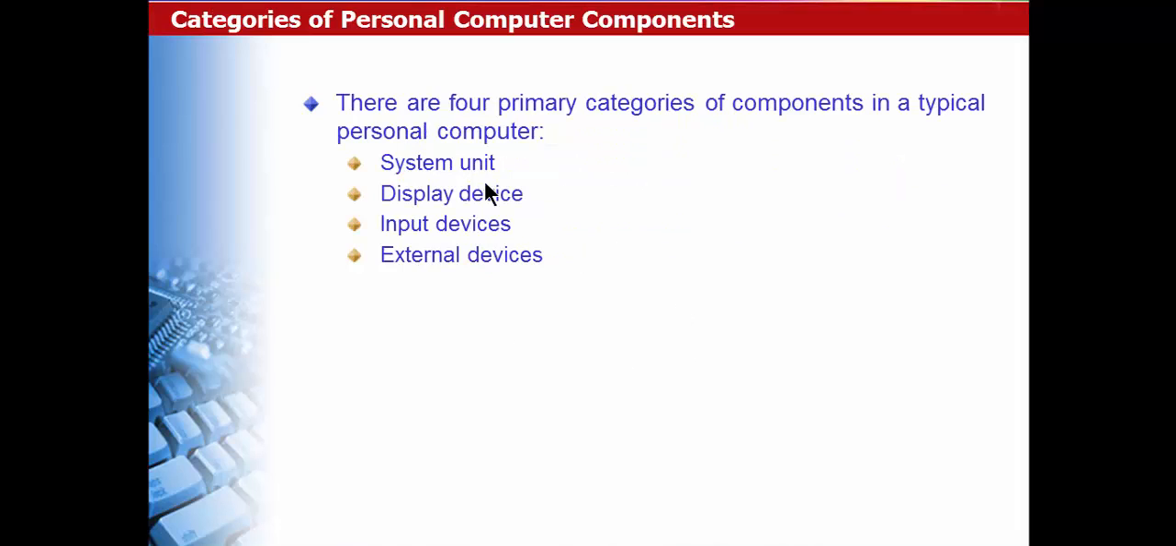Okay, so the primary categories of computer components are divided into four parts mainly. The first one is system unit. The second one is display device, display devices or VDUs, visual display unit. And third one is input device. And fourth one are external peripheral devices.